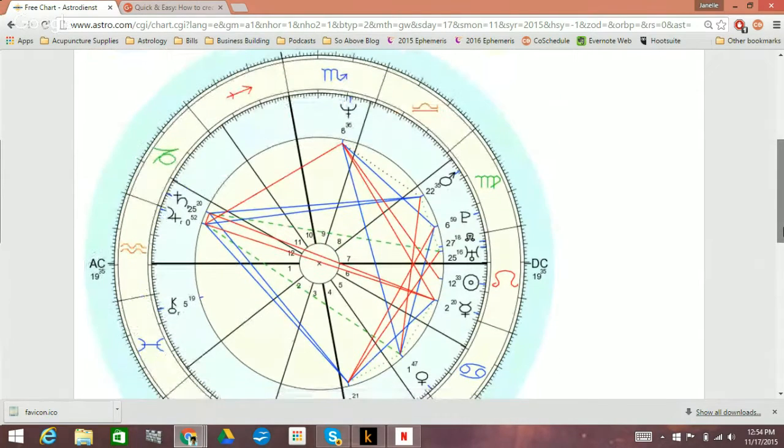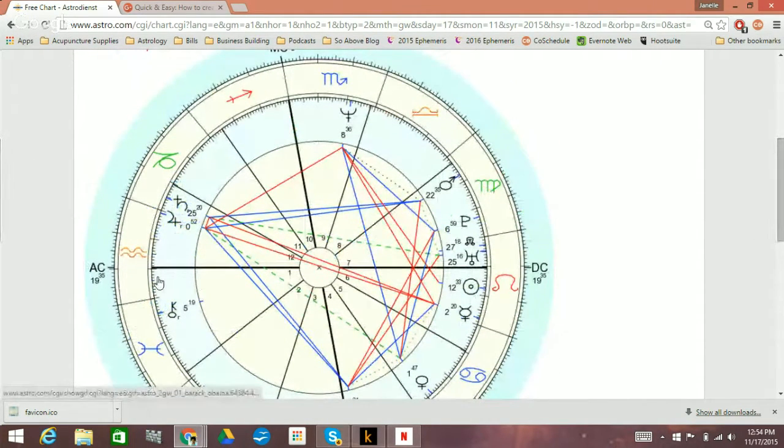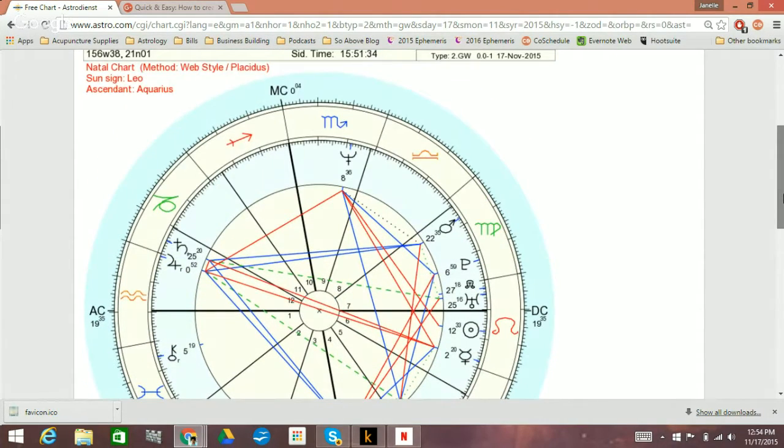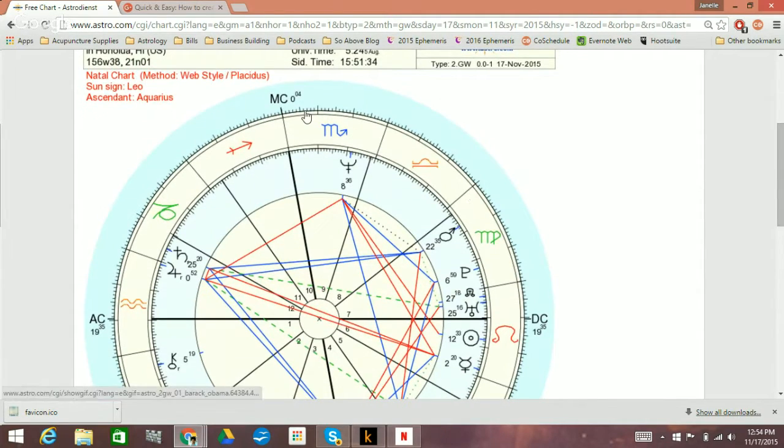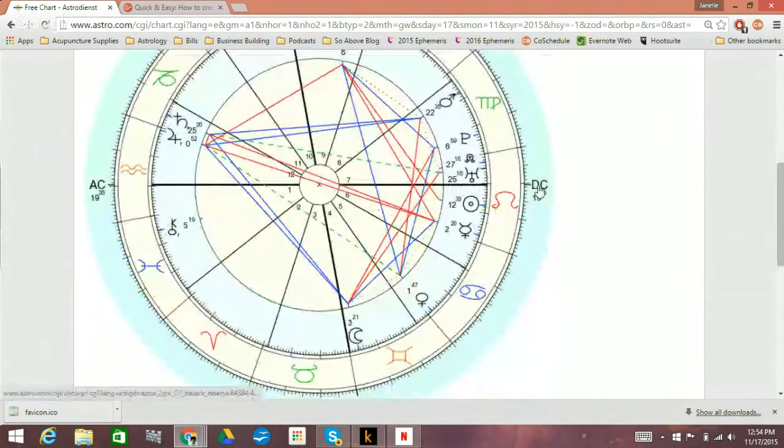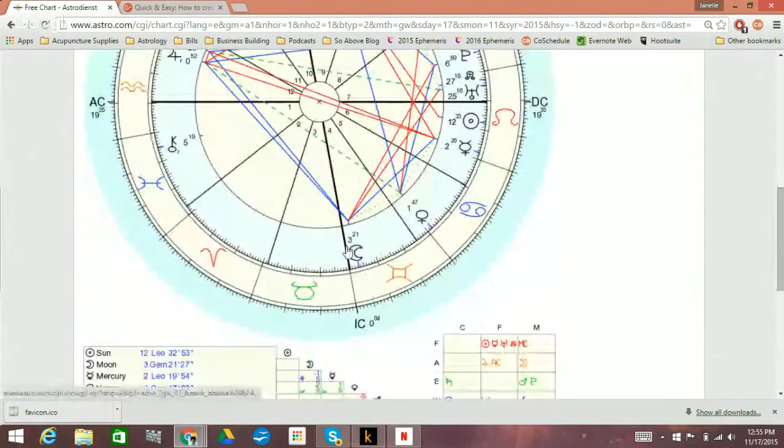Also, the different angles or different houses are important to know. So as you can see, the rising sign is pretty important, right? Aquarius rising. So the major angles of his chart, as you can see: the midheaven up here is at 0 degrees of Sagittarius. His descendant is at 19 Leo, at the exact opposite point of his ascendant. And then also the IC down here at 0 degrees of Gemini.